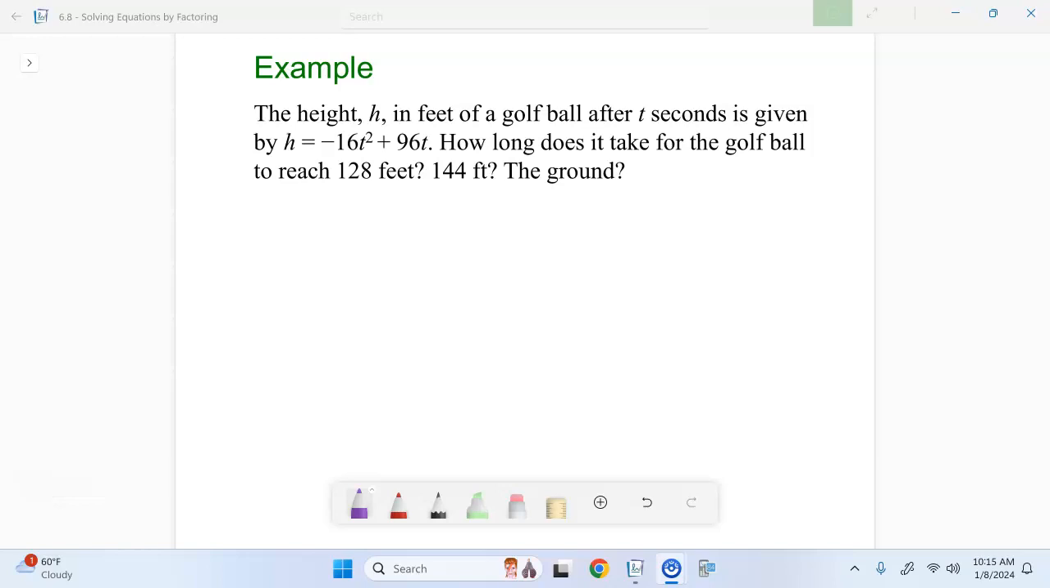The height h in feet of a golf ball after t seconds is given by h equals negative 16t squared plus 96t. How long does it take for the golf ball to reach 128 feet? Also, how long does it take to reach 144 feet and then the ground?